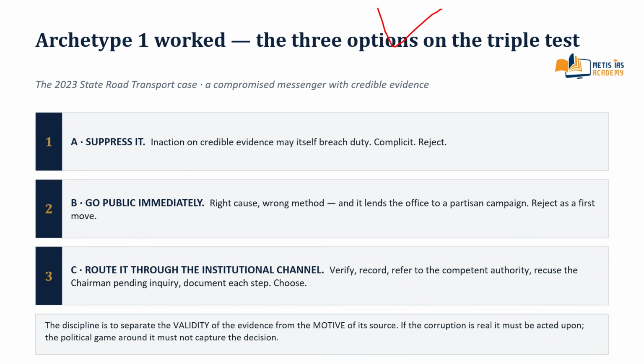The case sets a specific trap here. The evidence appears credible, but the messenger is compromised. The discipline is to separate the validity of the evidence from the motive of its source. If the corruption is real, it must be acted upon. The political game around it must not capture the decision.